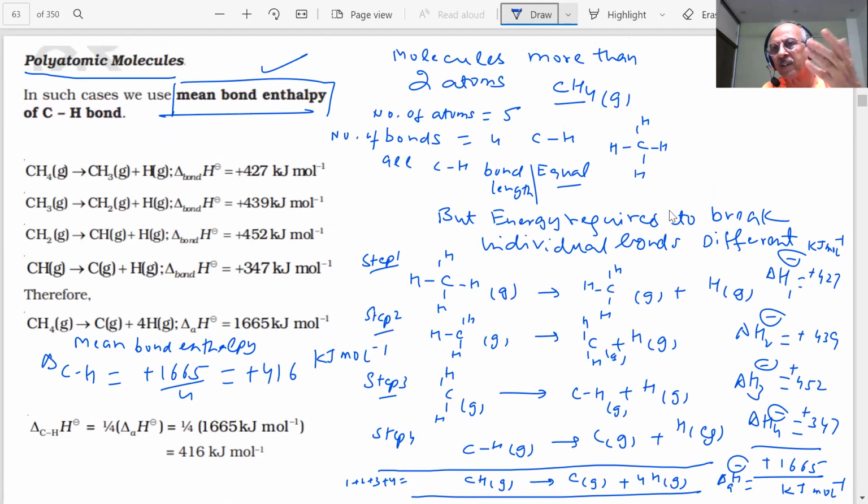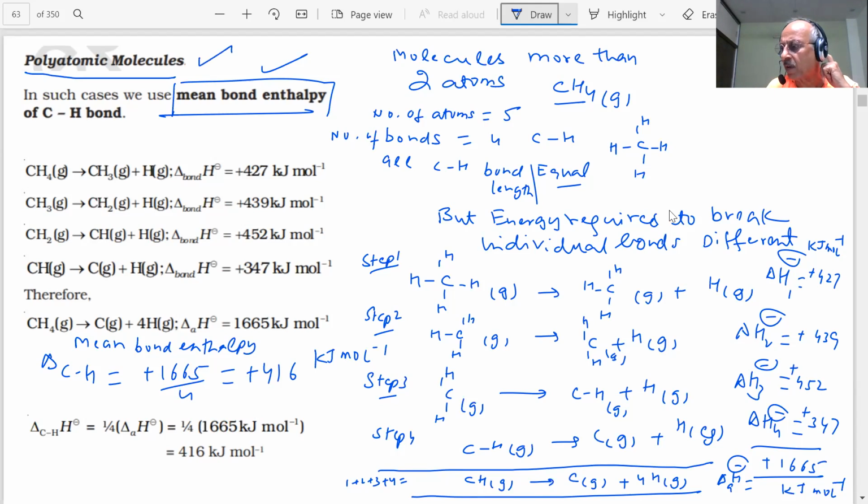For diatomic molecule, no problem. For polyatomic molecules, we have to take the mean. Then only we can get it. So they are called mean dissociation enthalpy. What do we call as mean dissociation enthalpy for polyatomic molecules?